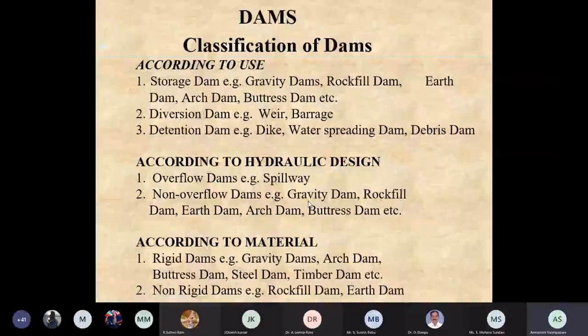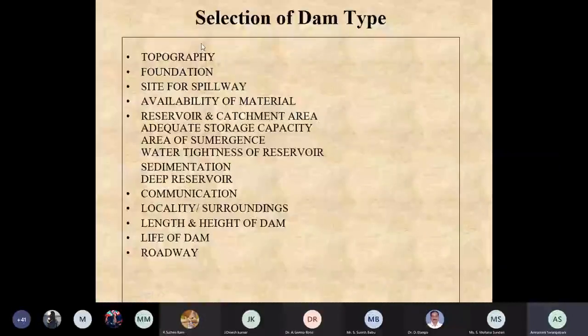Selection of the dam. As I told before, when selecting a dam, I want to have a detailed study of the project: how the topography is, what my foundation is, whether a site for the spillway is available, availability of material, what my catchment area is, storage capacity, water tightness of the reservoir, sedimentation, silt content, communication, locality, surrounding, length and height of the dam, life of the dam, roadway. Everything needs to be taken into consideration before constructing a dam. These are the studies which we want to do before.